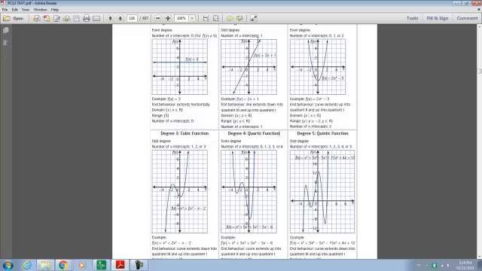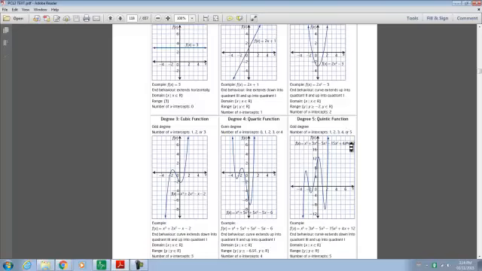If we look at the ones that are odd, notice how the end behaviors, the opposite ends of the arrows, are going in opposite directions, and the even ones are going in the same direction. So right here, this is an odd degree, going in opposite directions, and the even is going in the same direction, and this odd is going in the opposite direction. Okay, now what would happen if these had a negative leading coefficient?